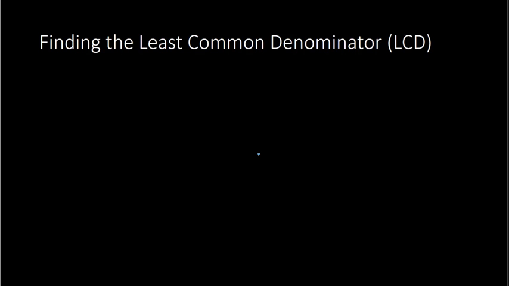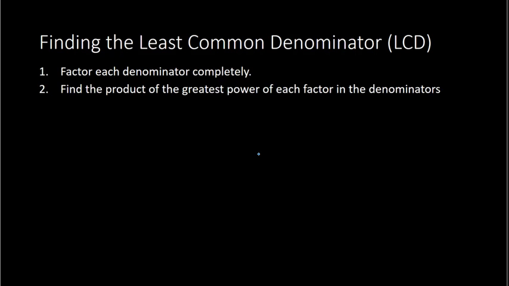So a little review with finding the least common denominator. We're going to begin with how to do this with just regular numbers. So to do this, we need to factor each denominator completely, and then find the product of the greatest power of each factor in the denominators. For example, if we had 5 over 24, 8 over 27, and 7 over 30, we need to determine the least common denominator by looking at the 24, 27, and 30. So we find the least common multiple of 24, 27, and 30. And to do that, we need to factor down each of those numbers.